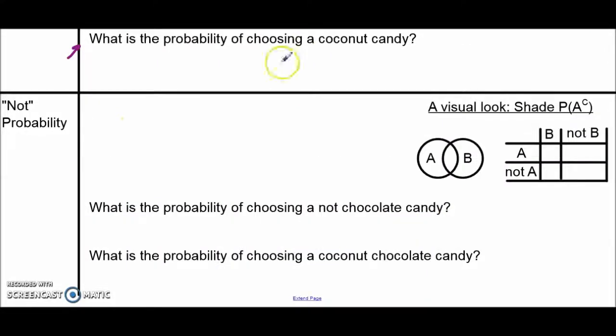Next, let's talk about not probability, or the probability that an event does not occur. Just like last time, let's start with an example. What is the probability of choosing a not chocolate candy? To figure this out, the Venn diagram and two-way table will be able to help us.